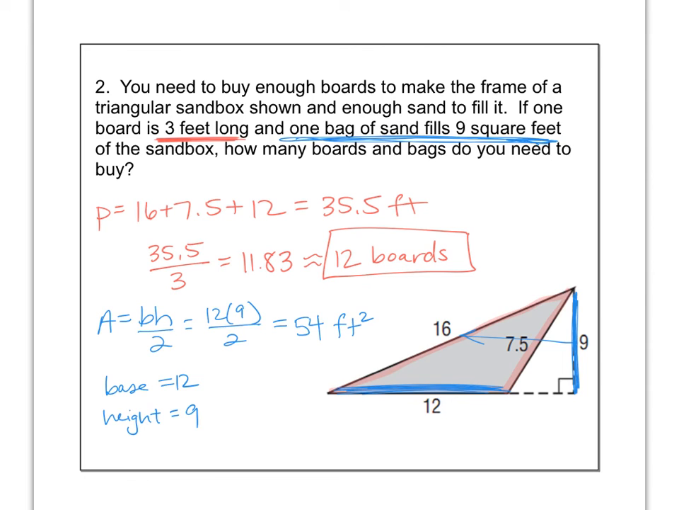But we don't want to know the area necessarily. We want to know how many bags of sand we're going to have to buy. Well, one bag fills 9 square feet. So take your area and divide it by 9. And you get 6, which means you're going to need 6 bags of sand.